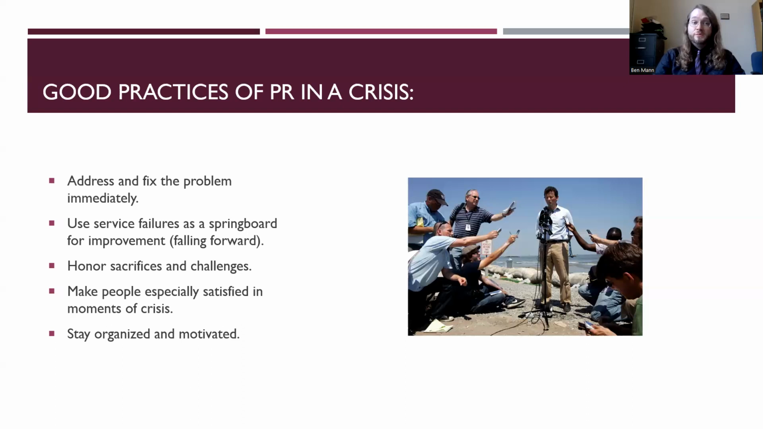Using service failures as a springboard for improvement, explaining how the problems or issues that came up are not going to happen again, and developing a plan of action. Recognizing the sacrifices and challenges, for example, of frontline workers and people who immediately responded to the crisis is crucial. Making people satisfied, organized, motivated in this moment of crisis is really important. Sometimes a crisis is not caused by an organization, but an organization is forced to respond to that crisis. If they do so quickly, effectively, and clearly, they'll be seen as really gaining a lot of respect in response to that issue.